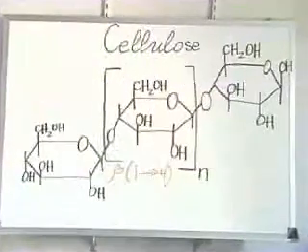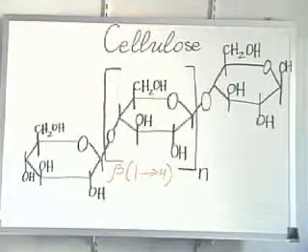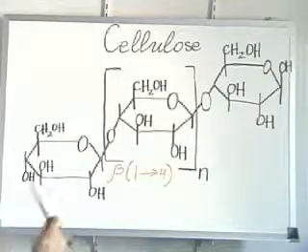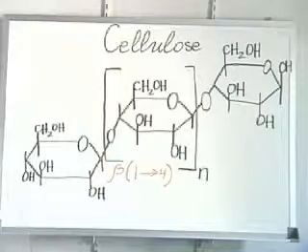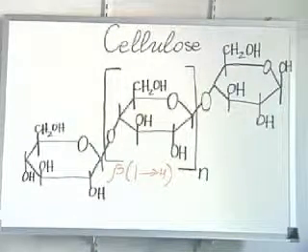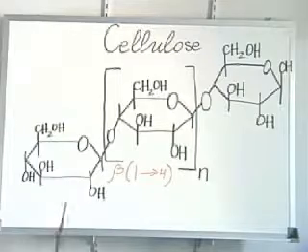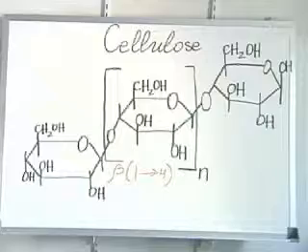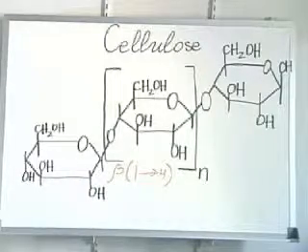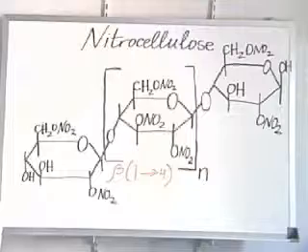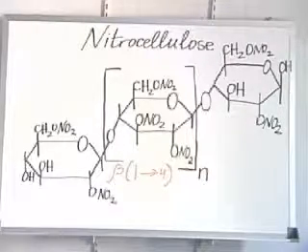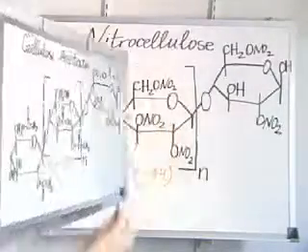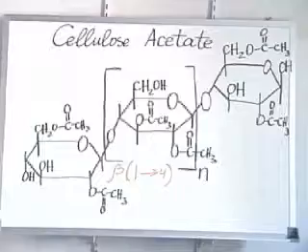Here's another important polysaccharide based on glucose called cellulose. Notice how similar the structure of cellulose is to that of amylose. The only difference is that in cellulose the glucoside linkages are beta 1 to 4 rather than alpha 1 to 4 as in amylose. There are various derivatives of cellulose such as nitrocellulose or cellulose acetate.